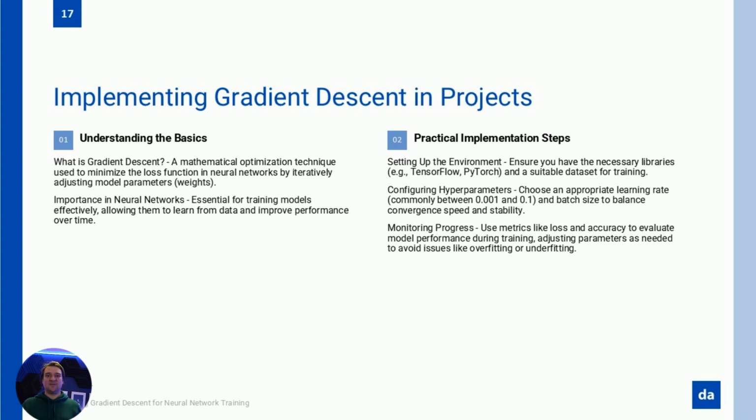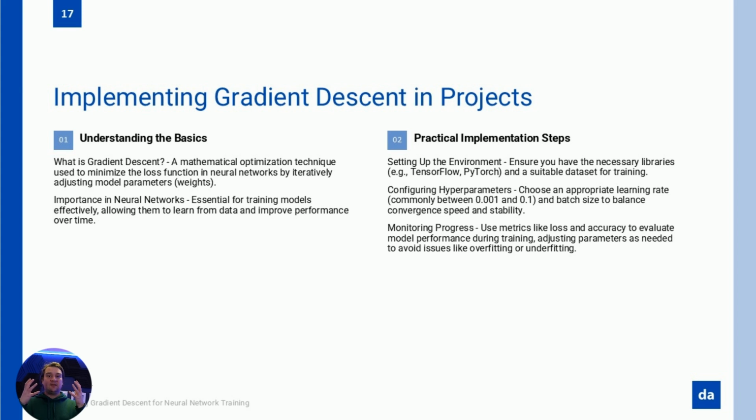Before diving in, let's revisit the foundation. What is gradient descent? It's a mathematical optimization technique used to minimize the loss function by iteratively adjusting model weights. Why is it important? Because it's the core of training neural networks, helping them learn from data, reduce errors, and improve performance. By understanding these basics, you're already ahead of the curve and prepared to take on the challenges of real-world implementation. Now let's talk tools.